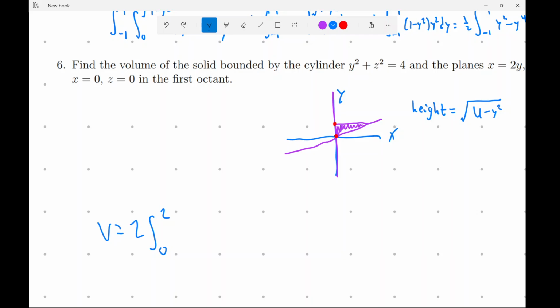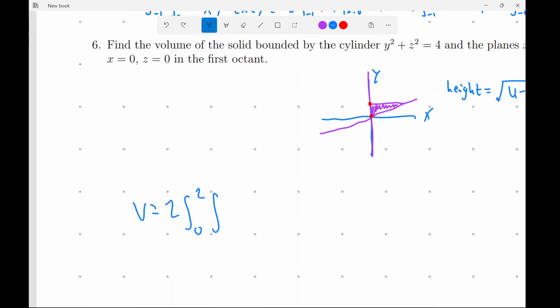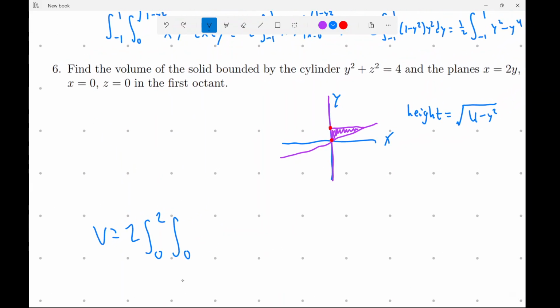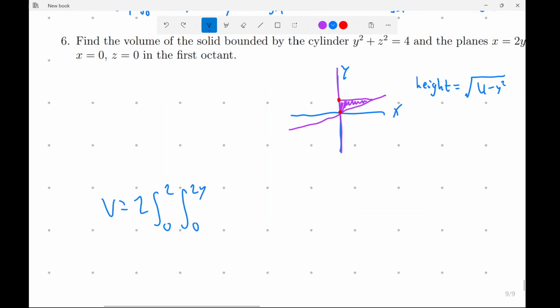Okay. And so now I have to do the x integral. So that x integral will be from 0 to this purple line right here, which is just 2y. And then we have to integrate the height, which is root 4 minus y squared, dx dy. I really need to plug in my computer or it's going to keep doing stuff like this.